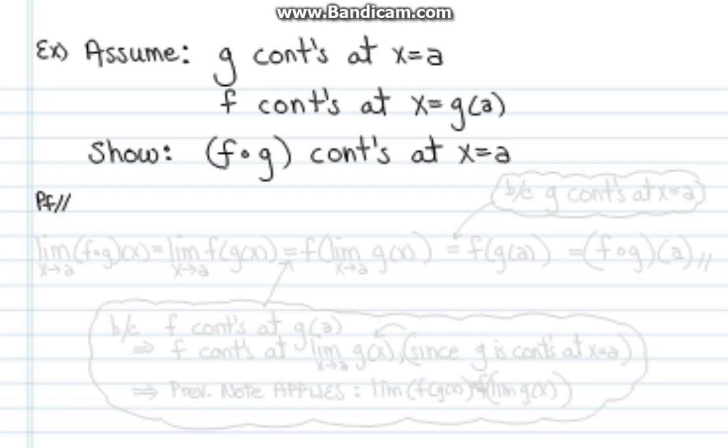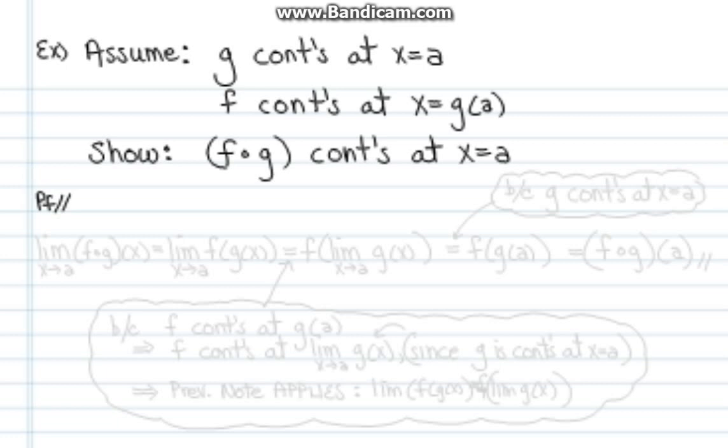Before we discuss this problem, let's think back to this note that we just looked at. We were talking about when the limit of f of g of x is equal to f of the limit of g of x. And we decided that that only happens when f is continuous at the point x equals the limit of g of x. We're going to use that in the proof of this problem.